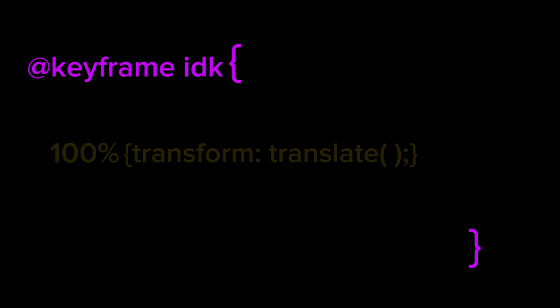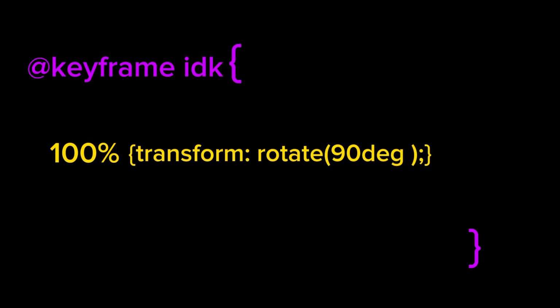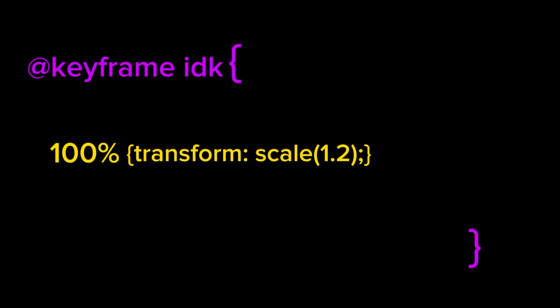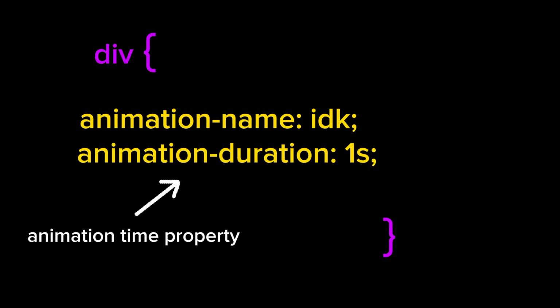To make your element move, use the transform property, then the translate property. Translate X makes your element move horizontally, and translate Y makes your element move vertically. Also, there are other animation properties like rotate, which would rotate the element, scale, which would scale it, and more. When you're done with this, apply the animation to the element using the animation name property, following with the animation name you put and the animation time property.